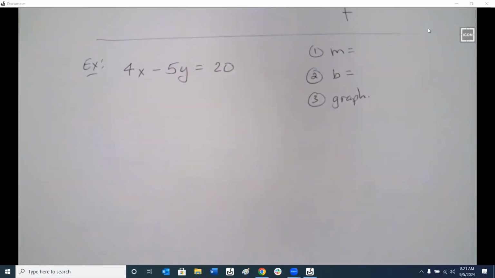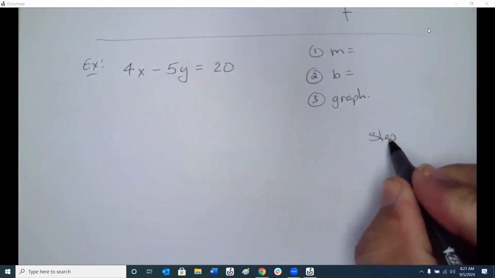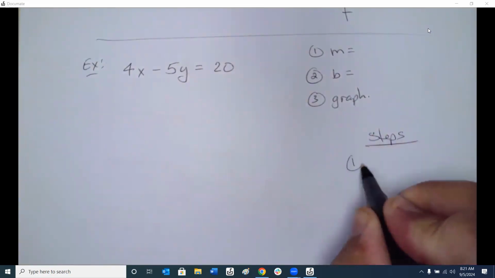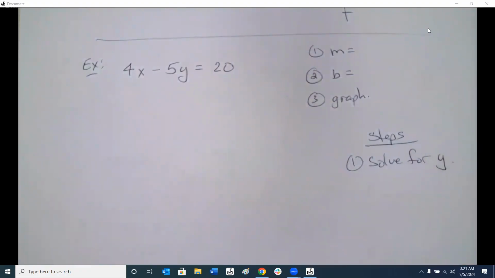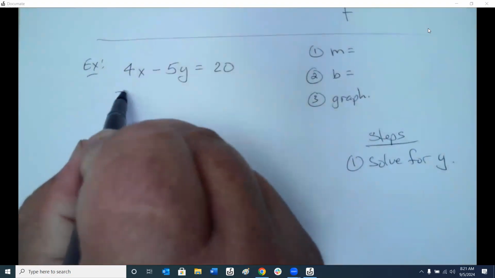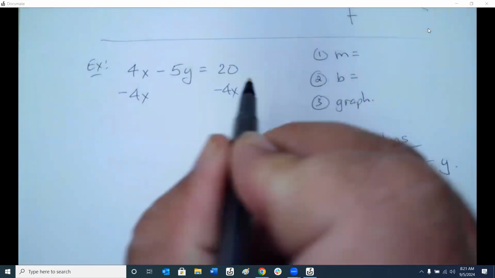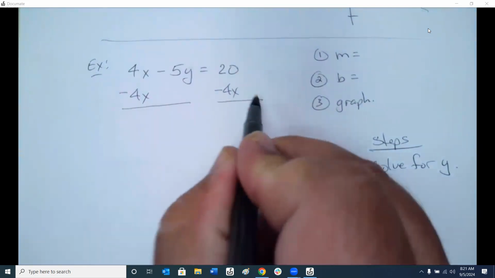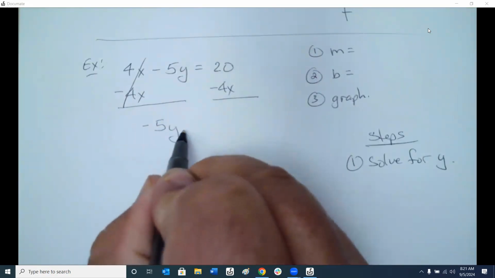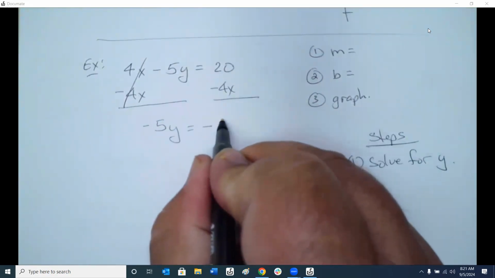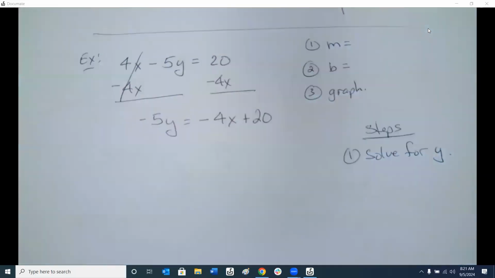So the first thing we have to do is what? Yeah, right. Solve for y. So we have to move the 4x over. So we subtract 4x from both sides. 4 minus 4 is 0. Negative 4x plus 20.